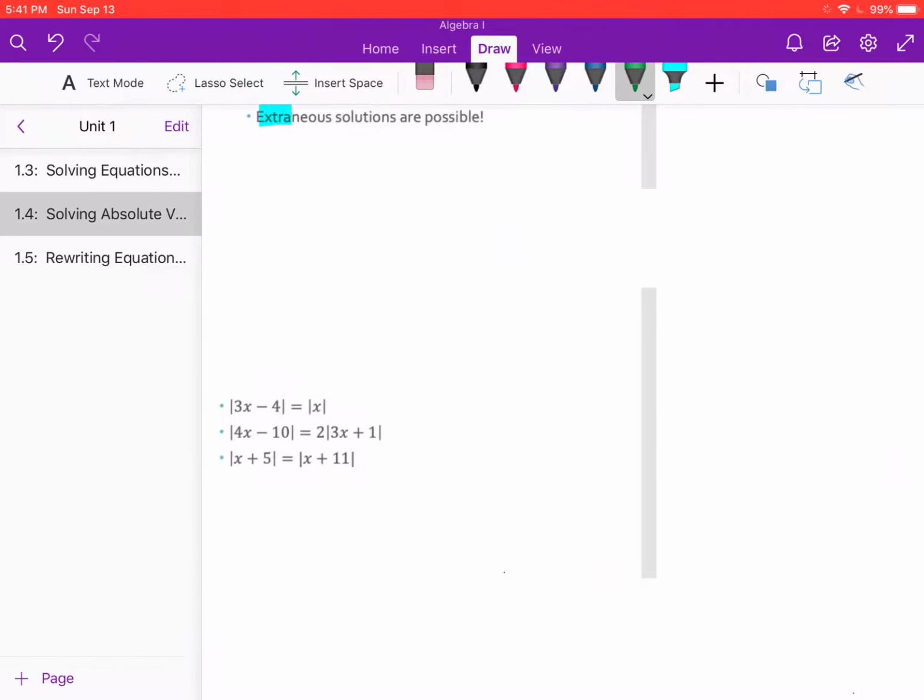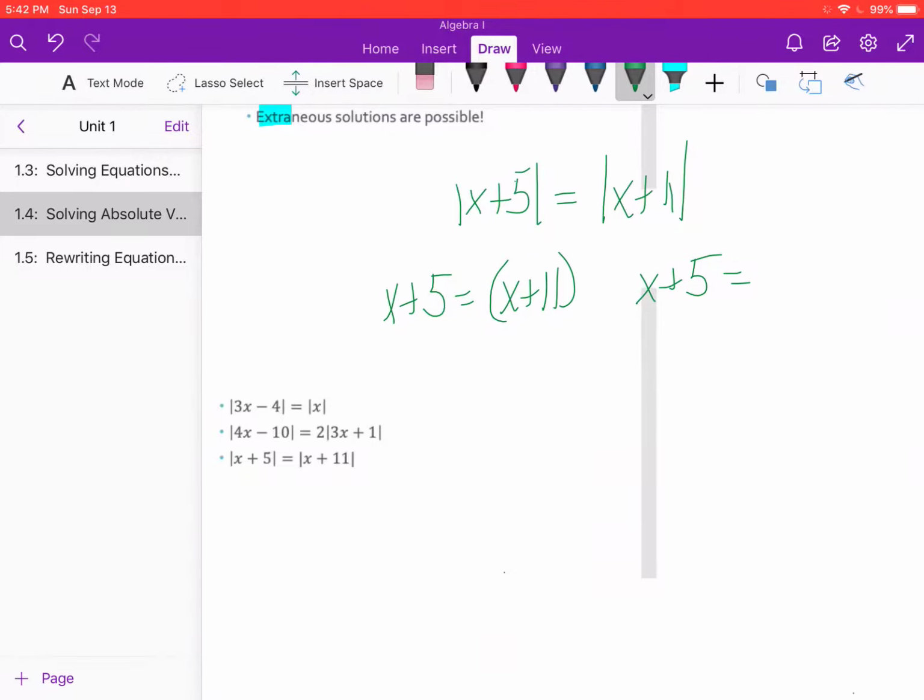Last but not least, we have the absolute value of x plus 5 equals the absolute value of x plus 11. So both sides are solved for an absolute value. I'm going to pick the left side, so I'm going to write that twice, x plus 5, and then x plus 5. I'm going to rewrite what's inside. The easiest way to think about it is change the absolute value bars to parentheses, so x plus 11, and then rewrite that x plus 11 in parentheses, and then I'm going to throw that negative up in front.